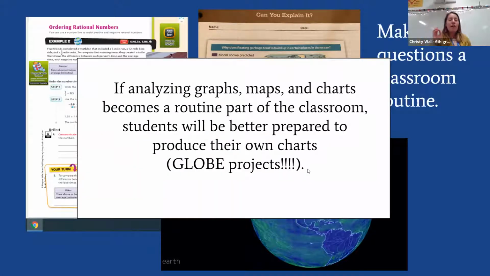If analyzing graphs, maps, and charts becomes a routine part of the classroom, students are going to be better prepared to produce their own charts, right? If your end goal is to have your kids doing globe projects, start asking them the questions that you want them to be able to answer about their projects when you see different data displays in math and in science and in social studies and in any class.